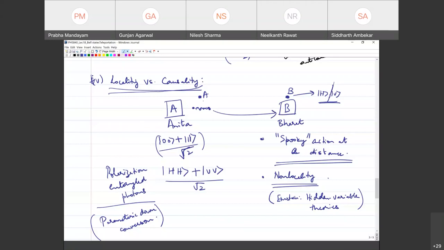So you see, what can they use it for, right? So now Anita knows that if she measures her photon and gets vertical polarization, then the photon that has gone to Bharat must be vertically polarized, right? Because she knows she prepared an entangled state and she sent it to Bharat. So this can now be used by two parties to communicate in specific ways. However, for that communication to happen, a measurement must happen. And it is the measurement that reveals the correlation, right? Prior to measurement, the state of the system is this, where neither party really has information about this polarization degree of freedom.